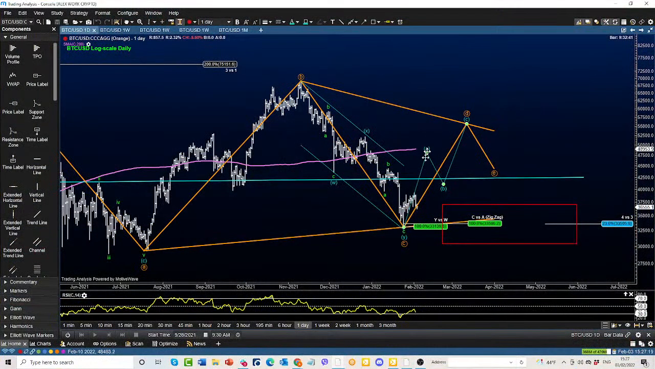In order to confirm the possibility of a D wave, I need to see this A wave go to the 200 moving average, trading around 45 to 47.5K, then a little move down in a B wave, back to 40K or thereabouts, and then a C wave up to, let's say, 50 to 55K. For that, we need to see a 5-wave move on the upside. We don't see that for now.